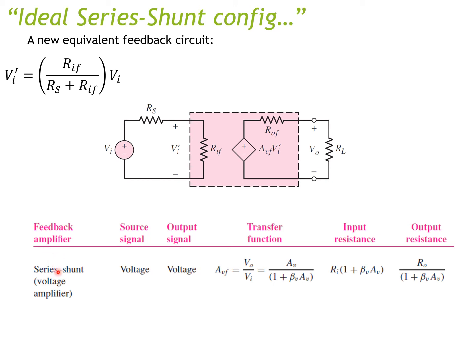Here's a summary for the series-shunt configuration. Input is going to be voltage, output is also going to be voltage. The transfer function of the feedback amplifier, or the closed loop gain, is going to be AV over 1 plus beta AV. The input resistance is going to increase, multiplied by a factor of 1 plus beta AV. The output resistance will decrease by a factor of 1 plus beta AV also.